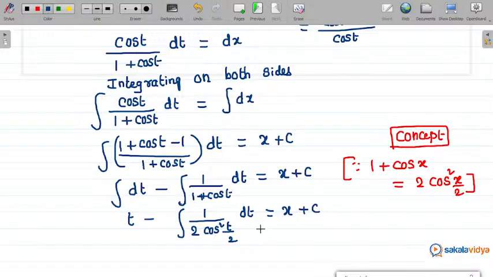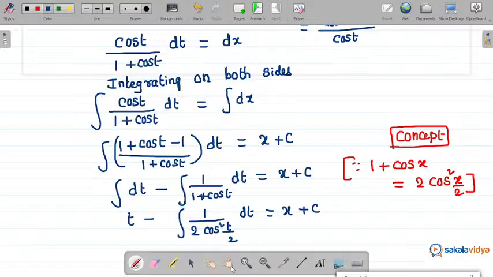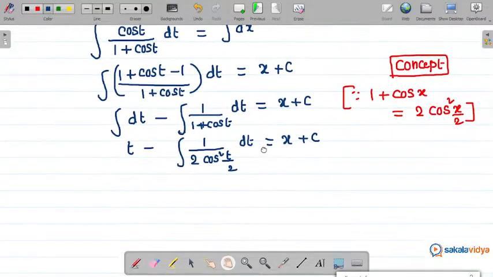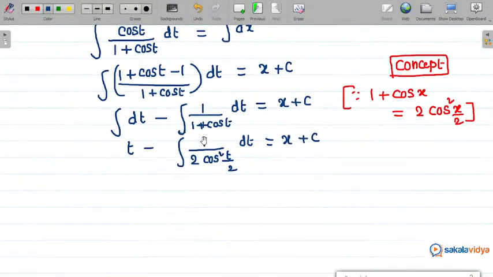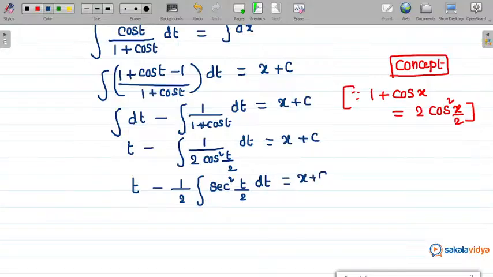Now what shall we do now? This is very interesting now. 1 by cos is secant, so this we can write t minus 1 by 2 common, integral of secant square t by 2 dt is equal to x plus c.